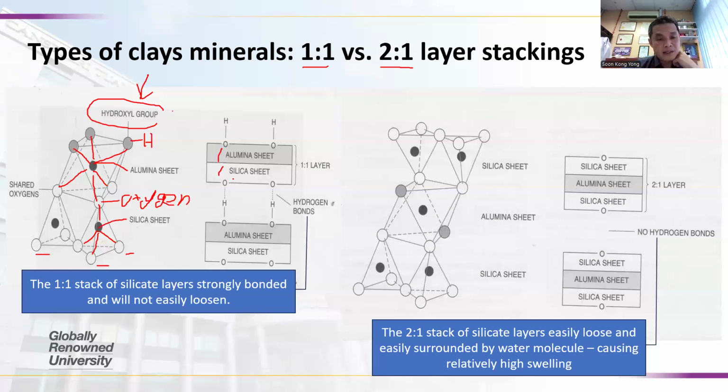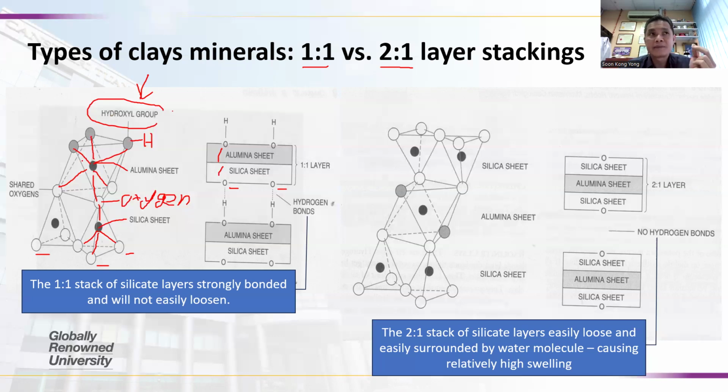Which is why when you look at the silica sheet right here, the negative charge at the bottom, and on top, they have hydroxyl. So that is why hydrogen bond can form if you have another 1-1 layer clay sheet stacks closely together, and that is why usually 1-to-1 layer stackings are very tightly stacked together and they don't open up. One good example of this type of clay is kaolin or white clay or china clay.